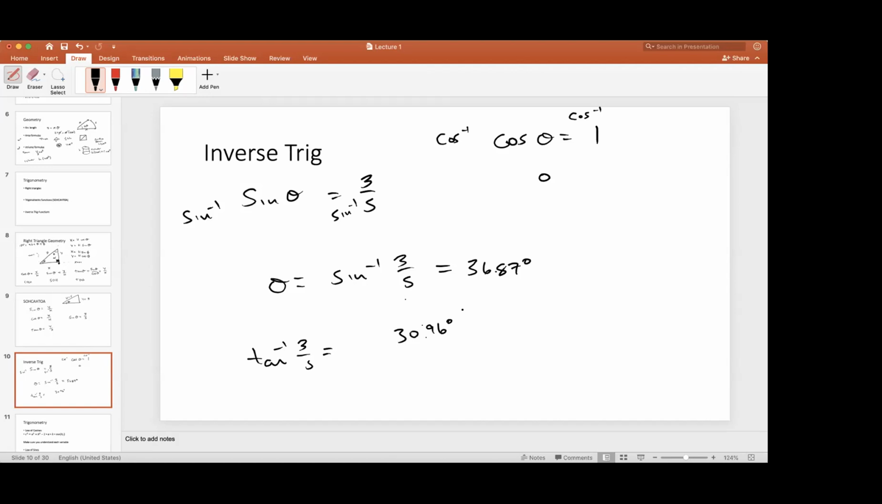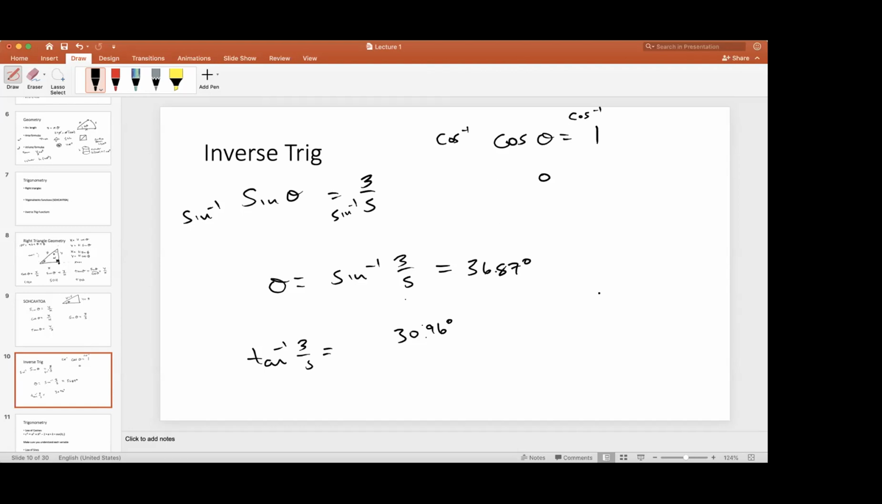But this tangent might be 30.96, or it could be 210.96. Tangent gives you one of two angles and they're separated by 180 degrees. Whenever you use tangent, you need to double check yourself. We'll have examples later in lecture of when this happens. This also will happen with the law of sines sometimes. You have to draw a picture and you have to have it make sense.